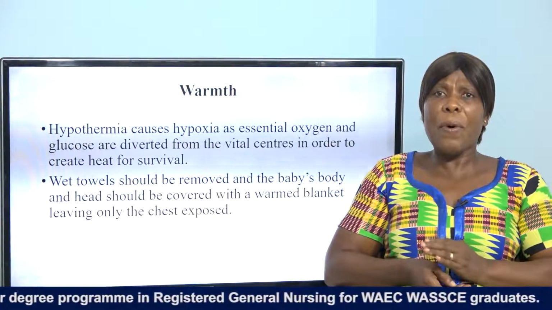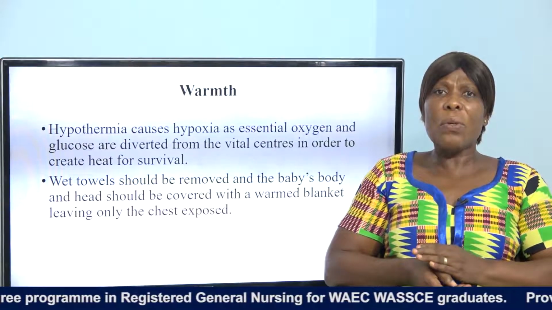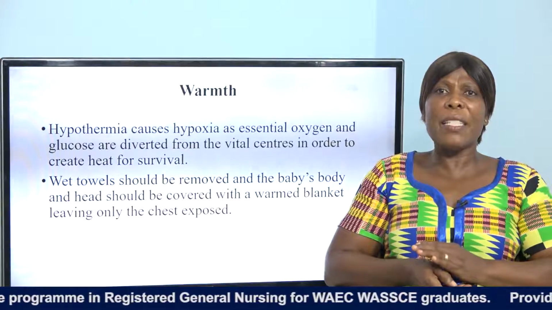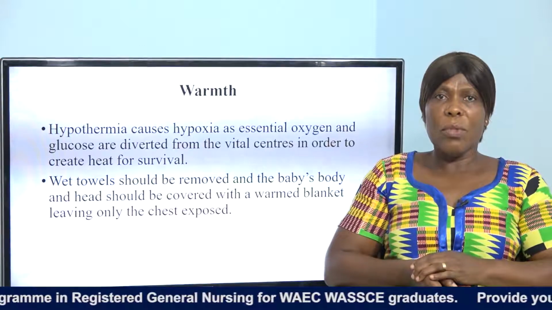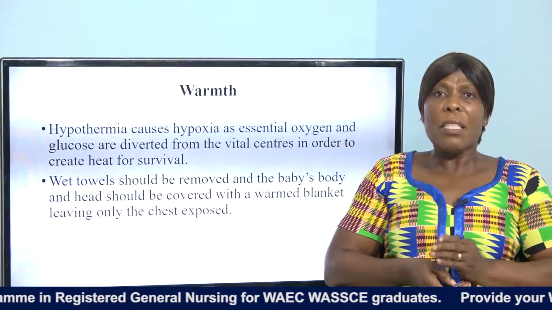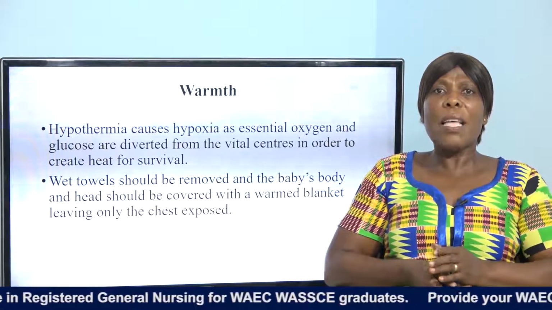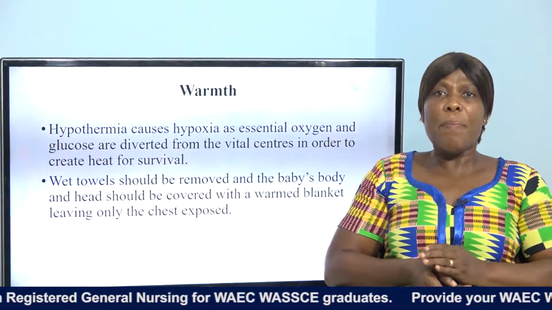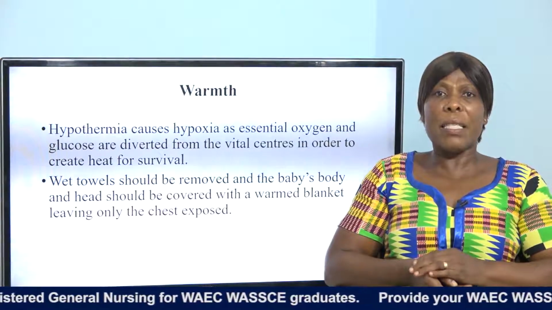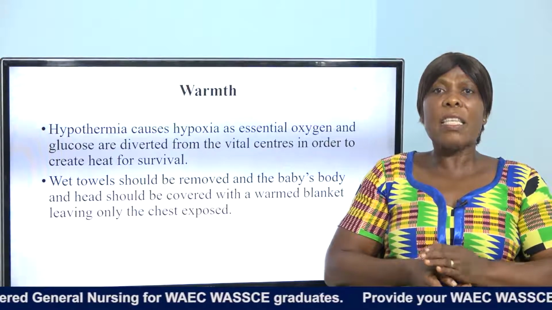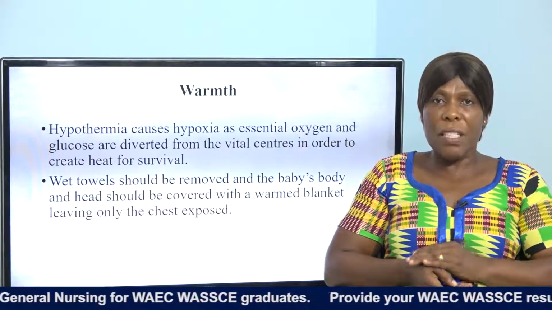Hypothermia causes hypoxia, as oxygen is essential, and then glucose can be diverted from the vital centers in order to create heat for survival. So we need to wrap the baby the moment the baby comes out from the uterus. Wet towels should be removed and the baby's body and head should be covered with a warm blanket, leaving only the chest exposed so that we can observe the rise and fall of the chest.